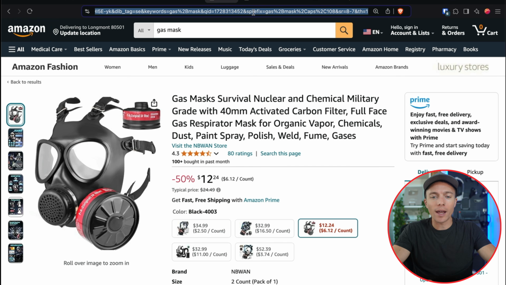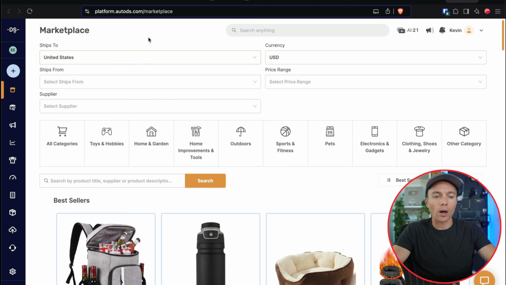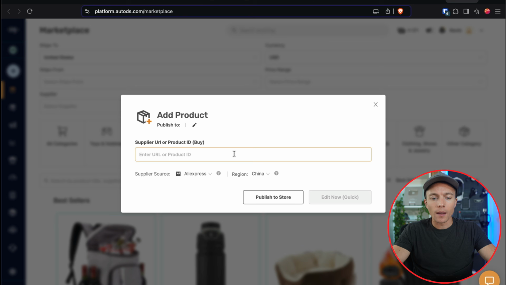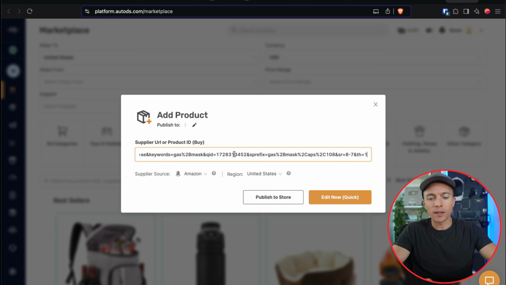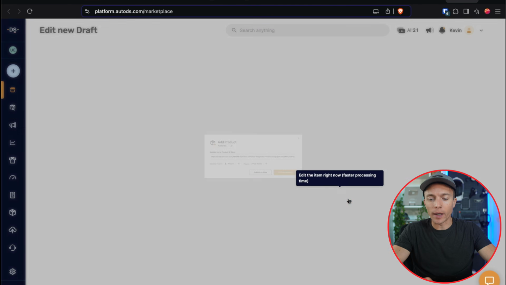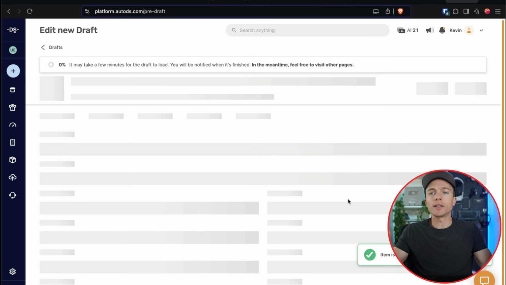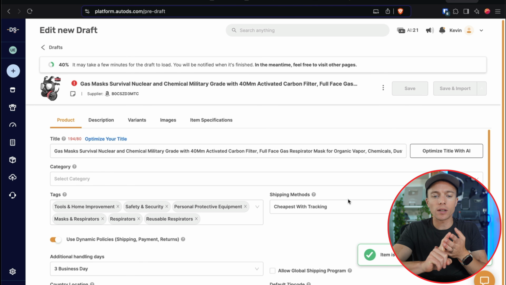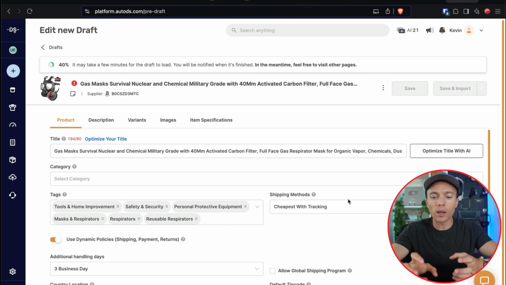I'm just going to go ahead and copy down the URL for this product. I'll then come over here to AutoDS, click on this plus. I will then go ahead and paste in the URL, and I'll click on this orange button. And now what this is going to do is it's going to grab all of that information from Amazon for me, like the photo, the title, the description, the price. It's going to pull all of it in for me right here, and then I can go ahead and edit it however I want before it actually gets listed.